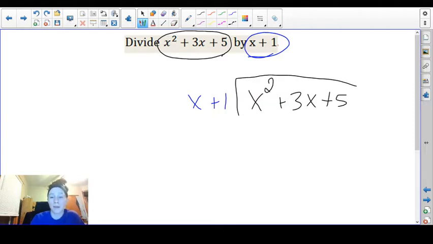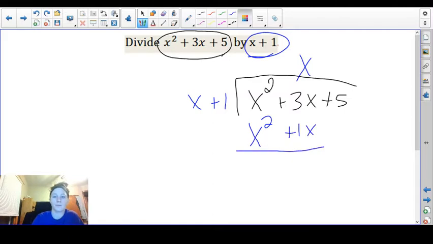Okay, the only way to get to the x squared here is x times x, so I need another x. X times x gives me x squared. X times 1 gives me 1x. Okay, different color, and flip all my signs. X squared minus x squared cancels. 3 minus 1 gives me 2.